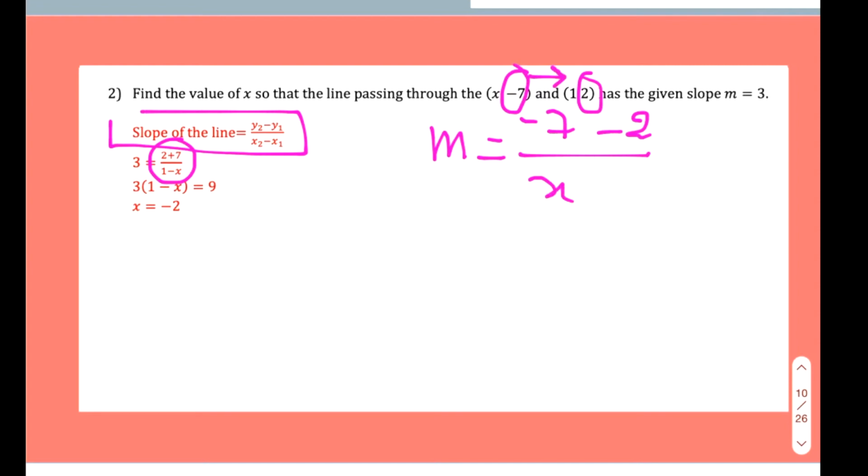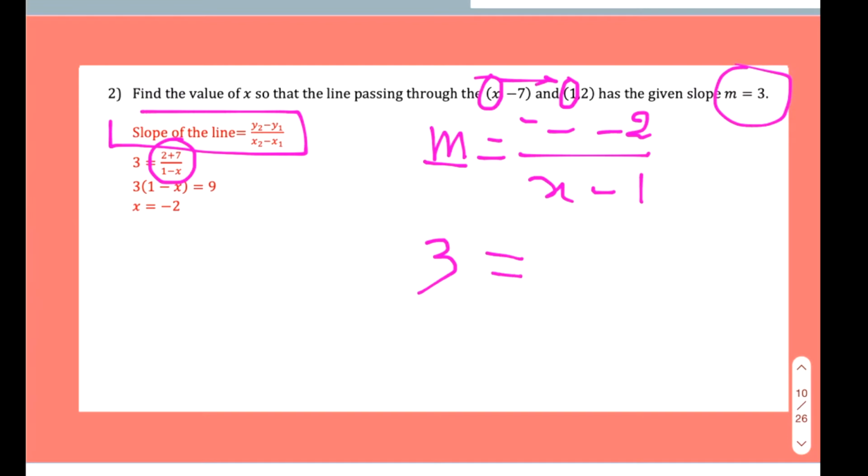And then x minus, okay, which is the change in x. You have here x and you have here 1. So you do x minus 1, same direction. And then you have the slope given, this slope, m equals 3. So what do you do? Instead of m, you put 3, equals, what did they have here? Negative 7 minus 2 is negative 9 over x minus 1.